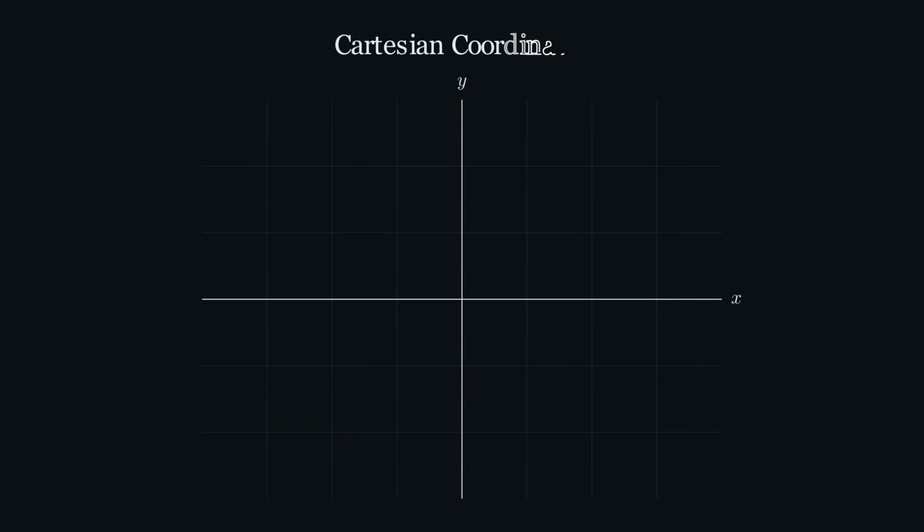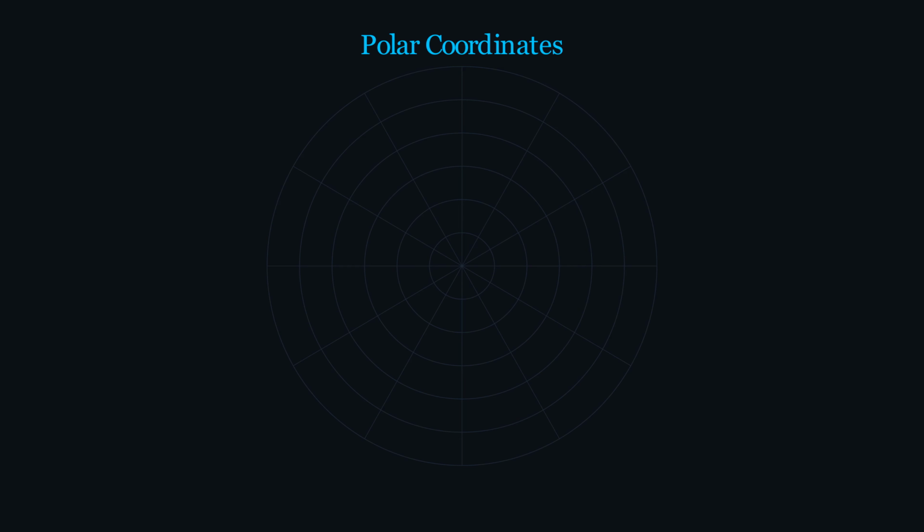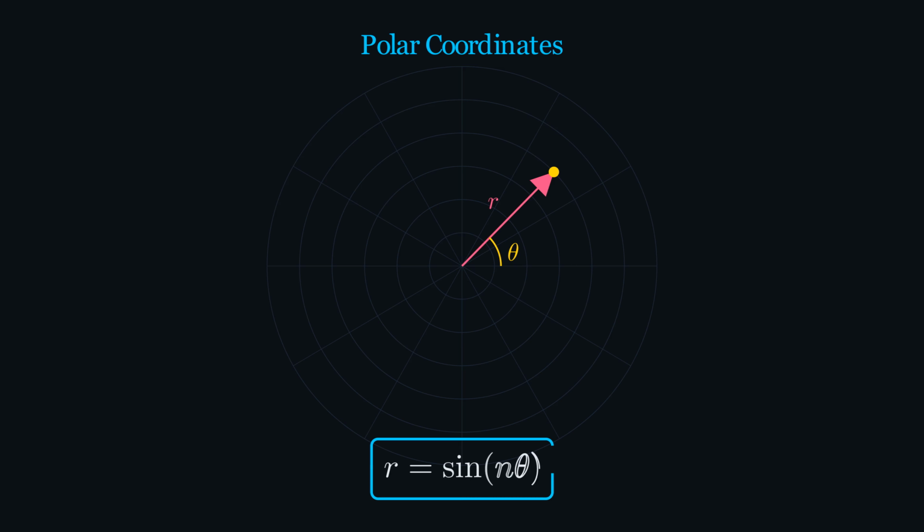To understand how this works, we first need to step away from our standard XY Cartesian grid and enter the beautiful radial world of polar coordinates. Here, instead of moving over and up, every point is defined by its distance from the center, called r, and its angle of rotation, theta. This brings us to the classic mathematical Rose curve, defined by the remarkably elegant equation r equals sine of n times theta.